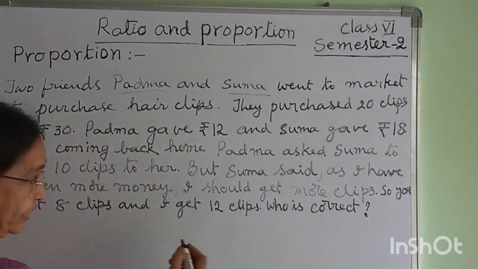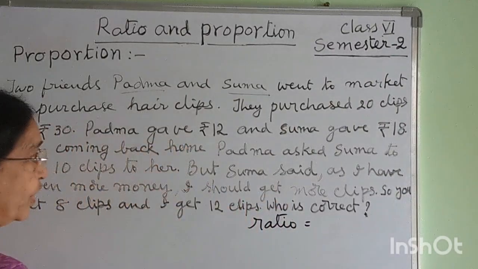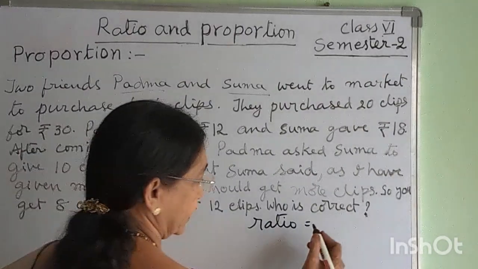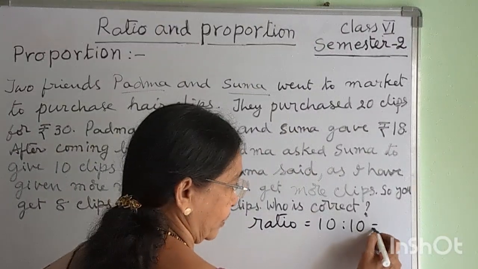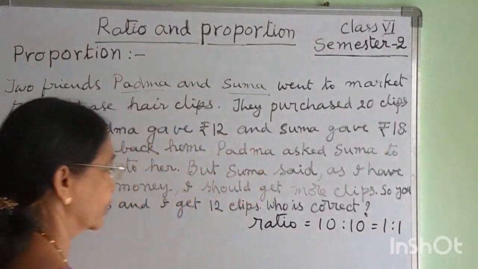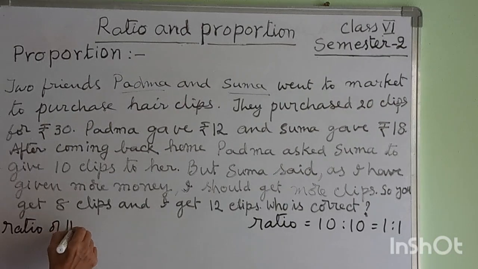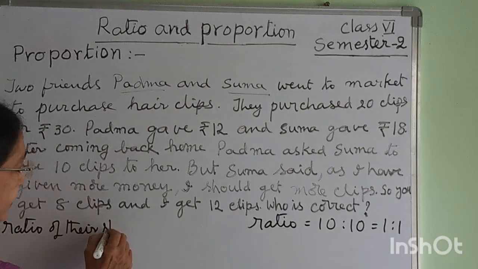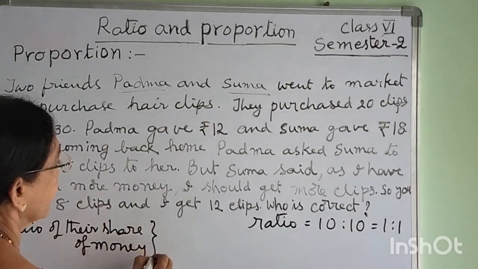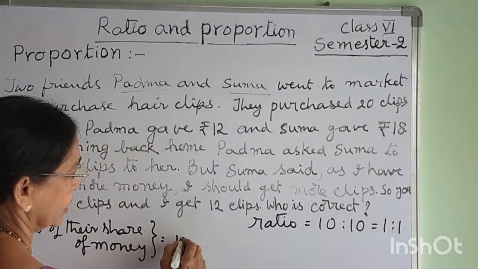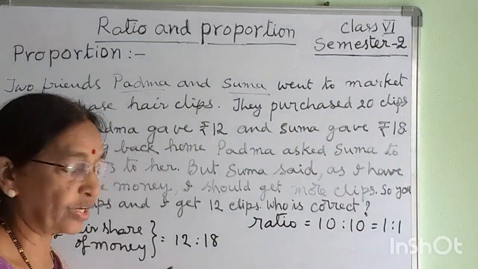Therefore, the ratio of the clips Padma wanted to share is 10 is to 10. 10 clips and 10 clips is equal to 1 is to 1. But the ratio of their share of money is equal to, Padma gave 12 rupees, Suma gave 18 rupees. So the ratio of their share of money is 12 is to 18.